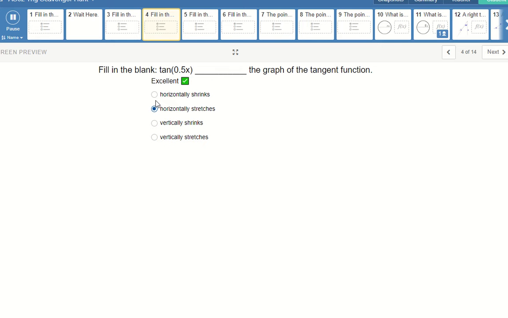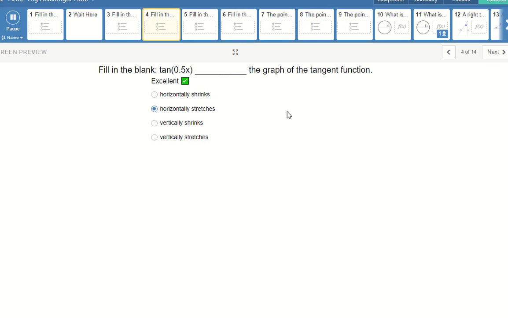So the way I think about it is inside the parentheses, you always do the opposite. If you're adding or subtracting inside the parentheses, when you subtract, you move right, and when you add, you move left. It's the opposite of what you would think. And same with the multiplying. Multiplying inside the parentheses, if you multiply by a bigger number, it gets smaller. If you multiply by a smaller number, it gets bigger. So in this case, it's a number that's smaller than 1, so it's going to stretch it out horizontally.